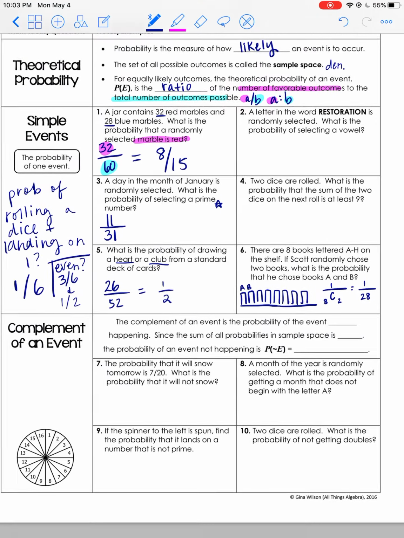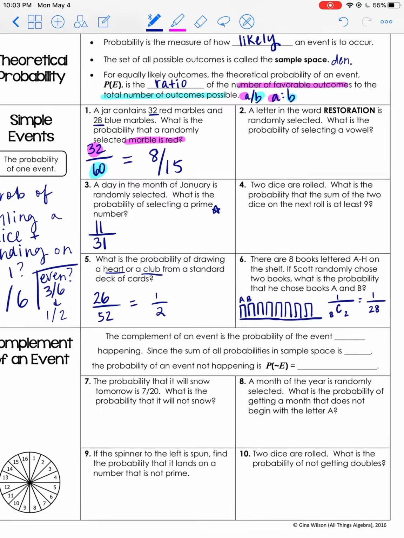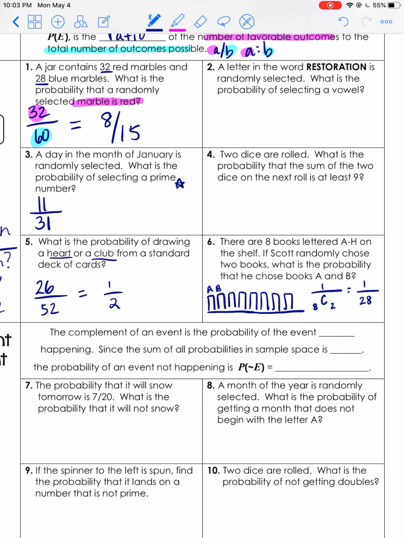Okay, moving on. Now we have the complement of an event. The complement of an event is the probability that that event does not happen. The probability of the event not happening. Since the sum of all probabilities in a sample space is 1, the probability of an event not happening, that's P of not E, is 1 minus P of E.